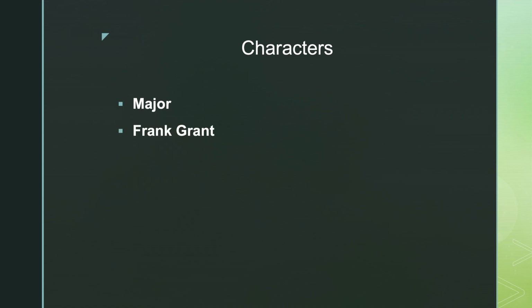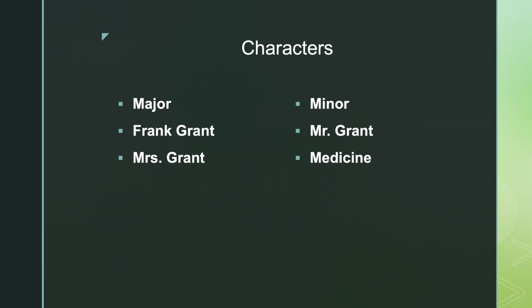Our major characters, Frank Grant and Mrs. Grant, that's his mother. Minor characters, Mr. Grant, that's Frank's father. Medicine is the strap that she uses to flog him. Remember when we spoke about characters in our literature overview, we said that characters can be anything. And Medicine, even though it's an inanimate object, adds something to the story, because without the strap there will be no flogging, right? So it is a minor character.